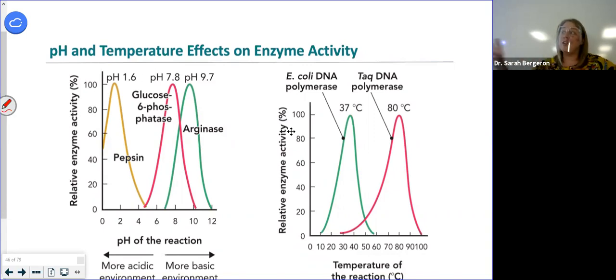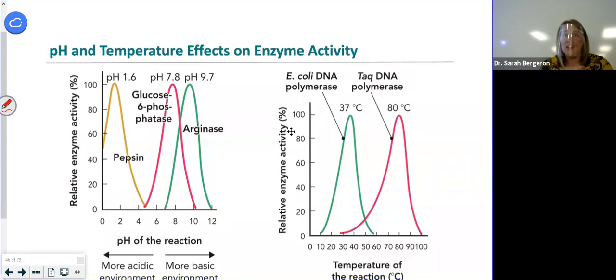Okay, so if you go to the extremes, it will denature, absolutely. But even within a small variation, how can you change an enzyme's function by changing pH? The side chain residues, right? Each side chain has a unique isoelectric point. So if you change the pH, you are going to change the chemical nature of the side chains in the enzymatic pocket, right?